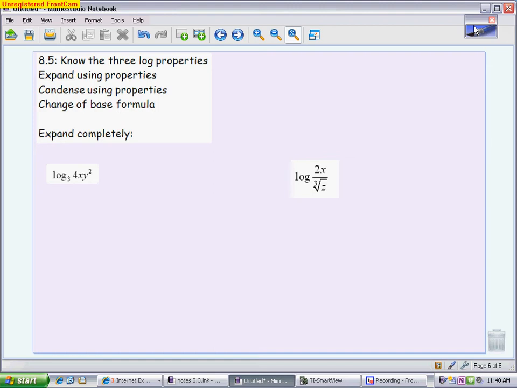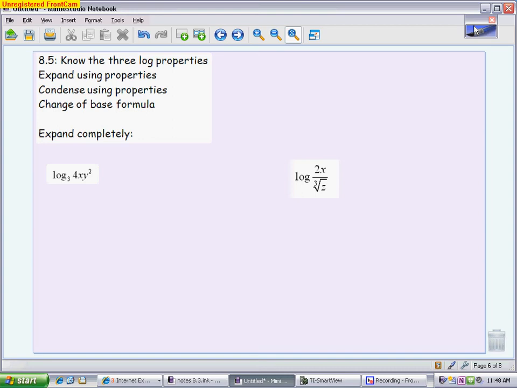So I'm going to go through three skills with you. We're going to work on expanding, which is the most common skill that you'll be asked, taking a single log and expanding it to multiple logs. Then we're going to condense, going in the opposite order, taking multiple logs and condensing it to a single logarithm. And then we're going to finish with the change of base formula, which we learned at the end of the section. So we're going to start with expanding, and you can do these in one step.